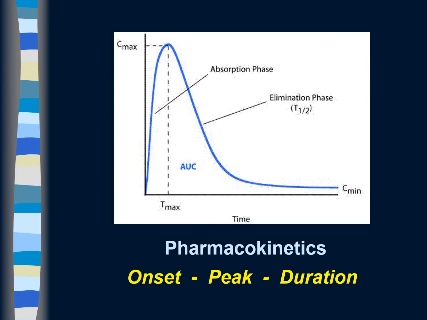This slide just shows you a graphical representation of pharmacokinetics with regard to onset, peak, and duration. Cmax on the left axis there refers to the peak concentration, and then Tmax on the bottom axis there refers to the time it takes to get to that max concentration. And you can see the upswing of the absorption phase and then the slow elimination phase.